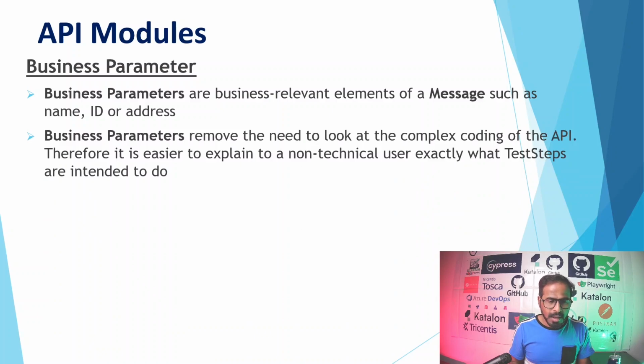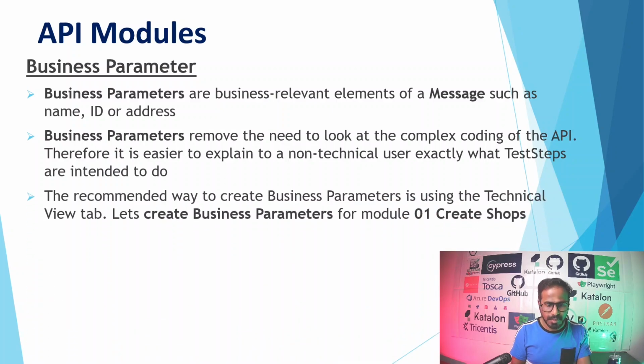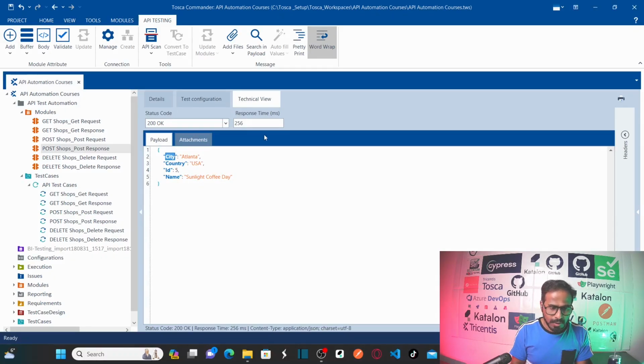Business parameters remove the need to look at complex coding of the API. Therefore, it is easier to explain to a non-technical user exactly what the test steps are intended to do. And the recommended way to create business parameters is using the technical view tab. So the recommended way of adding business parameters is by using the technical view.